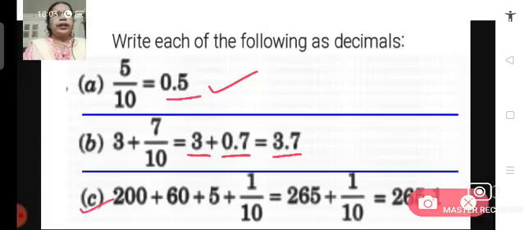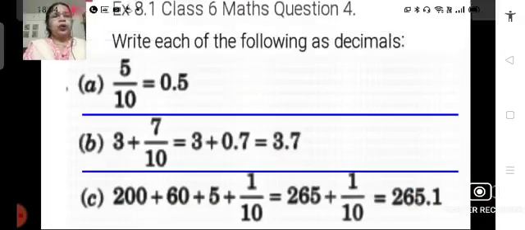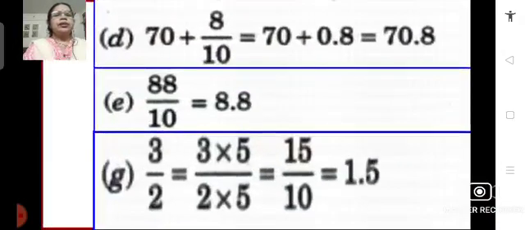C, 200 plus 60 plus 5 plus 1 upon 10. So we have how many hundreds? 2 hundreds, 6 tens, 5 ones and 1 tenth. So it can be written as 265 plus 1 upon 10 or 1 tenth. So it becomes 265.1.